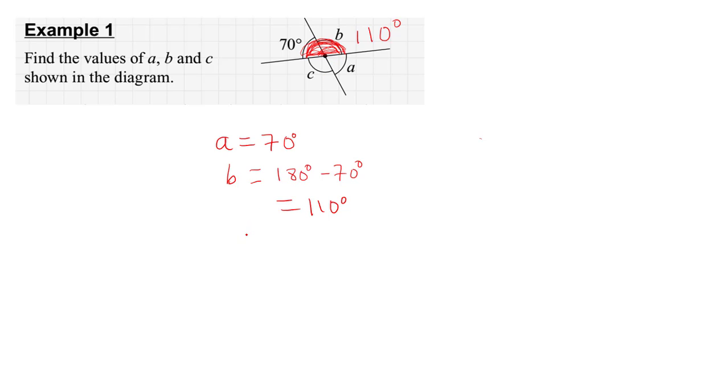Now for C, you can see that C is opposite B, isn't it? If I take that one off, you can see B and C are just vertically opposite, which means that if B is 110, then C is going to be 110 as well. So C is basically 110 degrees. So that's how to do that.